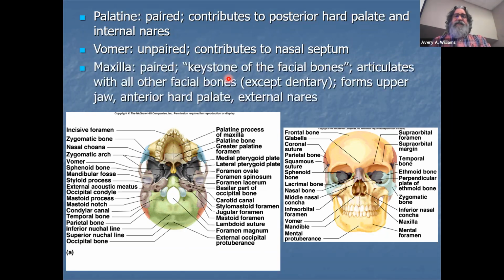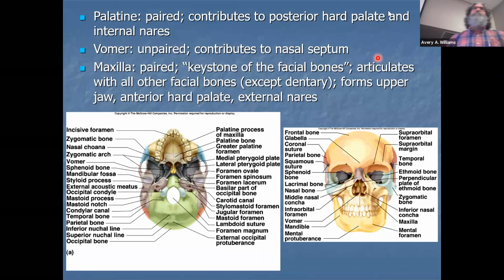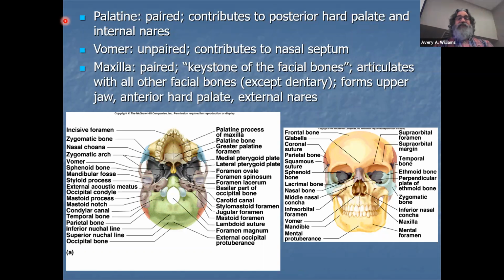And then finally, you have a keystone of the cranial bone. Remember the sphenoid? Well, there's a keystone of the facial bones, and that's the maxilla. It's called the keystone because it articulates with all other facial bones, unless you include the dentary, because the dentary does not articulate with it. And you say, well, it comes in contact with it. Well, that's not a joint. When you close your mouth, that's not a joint.